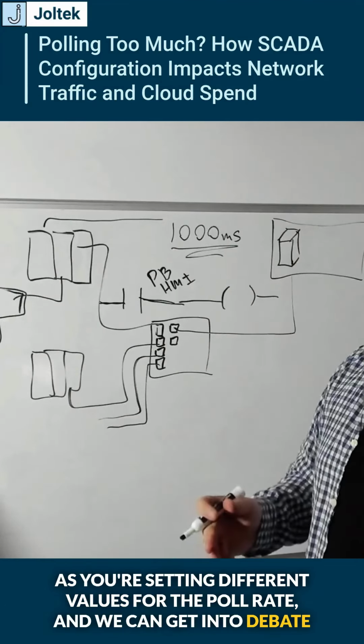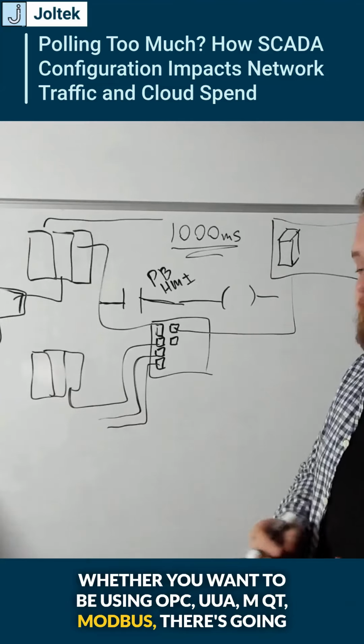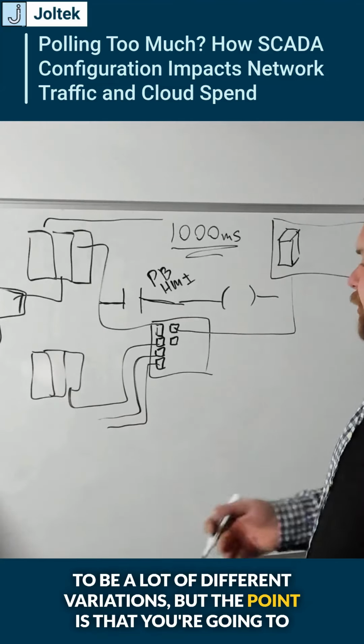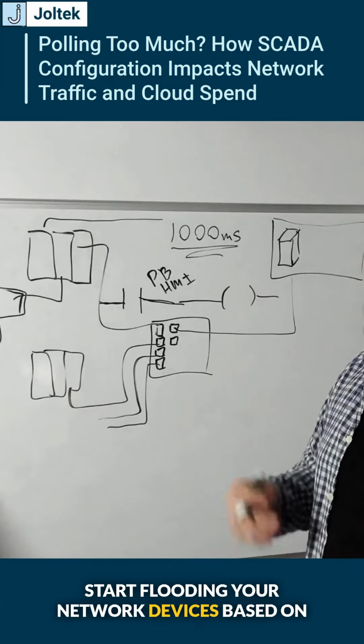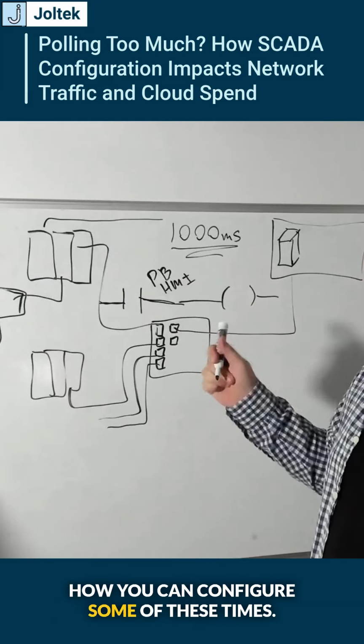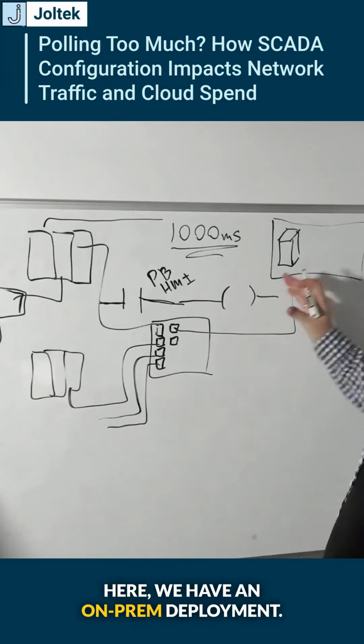And we can get into a debate whether you want to be using OPC UA, MQTT, Modbus. There's going to be a lot of different variations, but the point is that you're going to start flooding your network devices based on how you configure some of these tags. The other consideration is, as you can see here, we have an on-prem deployment.